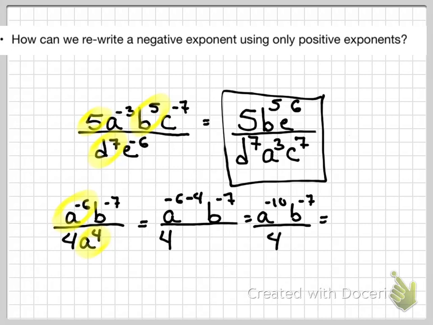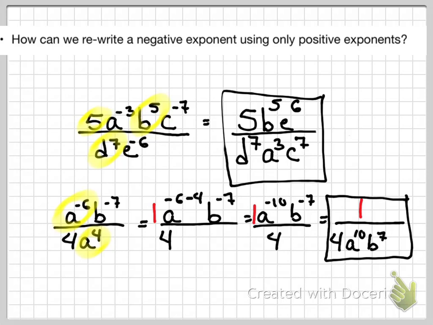So in order to make these exponents positive, they need to all come downstairs. The 4 is the coefficient, so it needs to be in front. This becomes 4a to the 10th, b to the 7th. Now we have a problem here because these are all in the denominator, but since we moved everything to the denominator, nothing's left upstairs. So what can we put there? Well, remember, there's always a 1 here. 1 is always your coefficient. So I would write a 1 upstairs as my numerator, and so this would be the final answer.